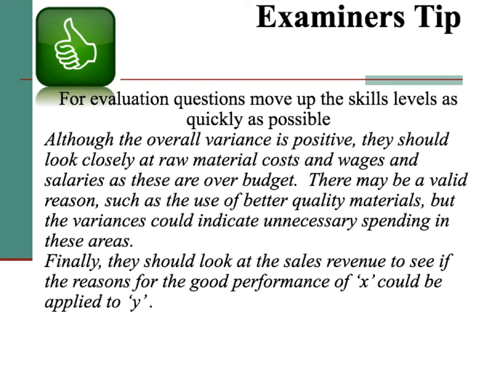Although the overall variance is positive, they should look closely at raw material costs and wages and salaries, as these are over budget. So just because I have a profit positive variance doesn't mean to say there shouldn't be anything for investigation. There may be a valid reason, such as the use of better quality materials. That would have increased my raw material costs, but the variance could indicate unnecessary spending in these areas. So you need to really go back and think, was there a lot of wastage? Does it say that my workers weren't very skilled? Have I maybe not got workers in the right place at the right time?